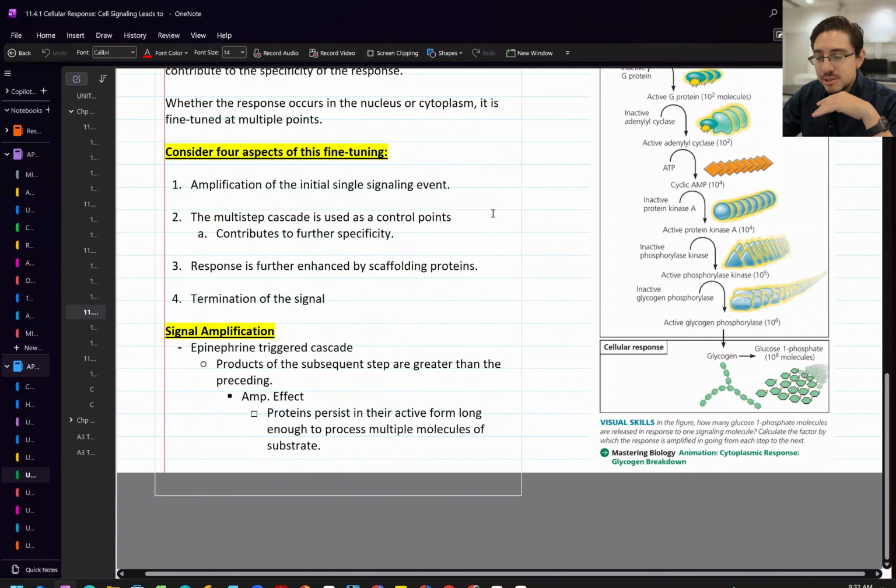So again, yes, there is regulation amongst this cascade here. So the amplification effect, the proteins persist in their active form for long enough to process multiple molecules of substrate. Okay, so you want, of course, to be there long enough to be able to activate many molecules.